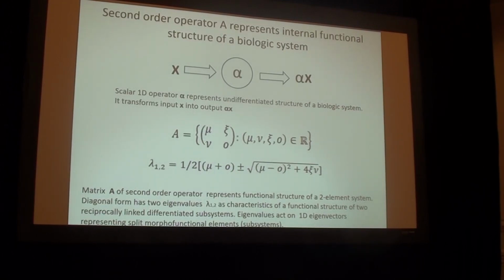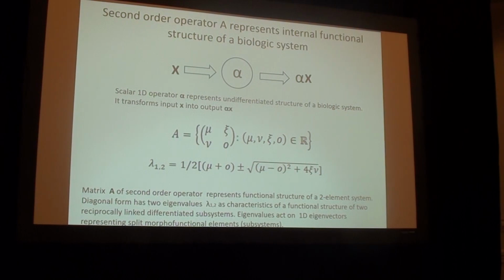Now, let the root of the initial branch of the genetic tree be associated with a system of some undetermined internal structure. In this case, the system is a black box, which can only be characterized by input and output and realized in function by a single scalar operator A, which transforms input to output. For a differentiated but not yet morphologically separated two-element system, operator A in an orthonormal basis will be presented by a 2 by 2 matrix in general configuration over real numbers.